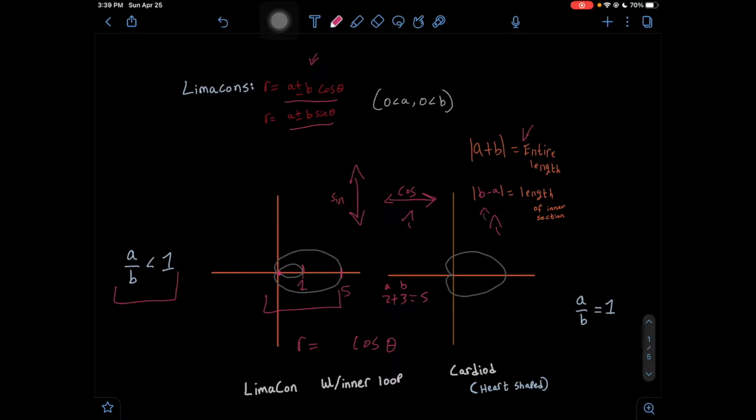And we're going to say a is our 2 and b is our 3. And we said that b minus a equals the length of intersection, and the length of our intersection is 1 because we're starting at the origin. So we need something minus something equals 1, but 3 minus 2 equals 1. So that means our a value is 2 and our b value is 3. So we can do 2 plus 3 cosine of theta. And when you graph this, you should get a Limaçon with an inner loop that looks something like that.